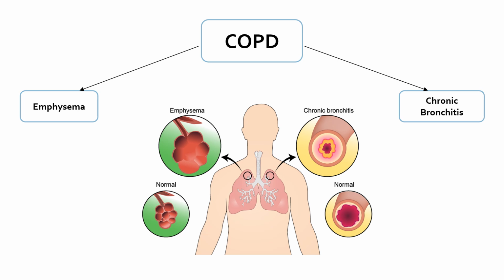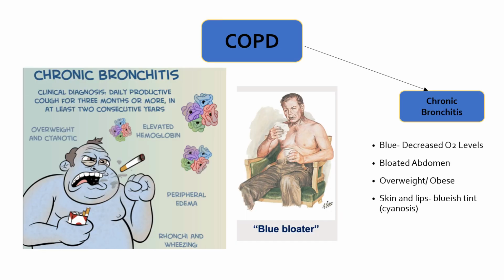In chronic bronchitis, right, this happens more in the larger airway spaces like the trachea and the bronchi, right? Chronic inflammation of the bronchioles, as well as airway obstruction and increased mucus production. Chronic bronchitis, right, is a clinical diagnosis of someone who has a daily increased productive cough for 3 months or more in at least 2 consecutive years, right? So a lot of times we consider this person a blue bloater. It's a good way to think of it.